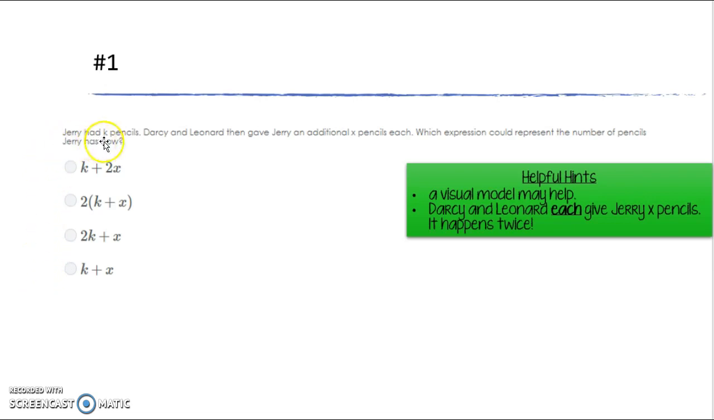So we know that Jerry already has K pencils, and then a certain number of pencils is going to be added to his current amount, which was K.